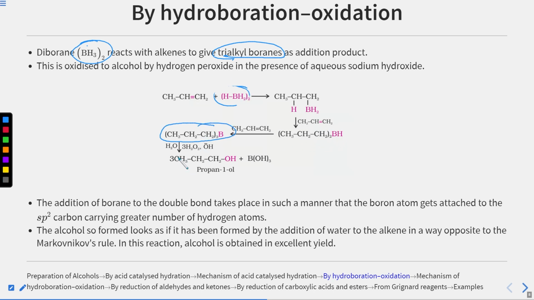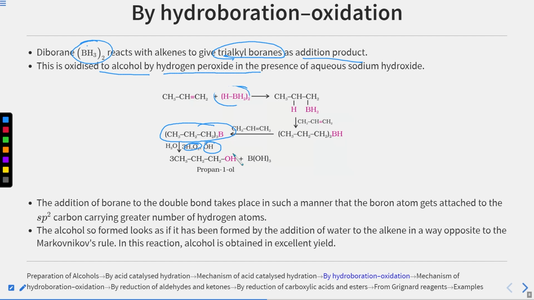Now upon hydrolysis of this, we get our alcohol. That is a different thing, but for now, consider this reaction. We are adding HBH2 to this alkene to get our trialkyl borane, which is the addition product. Now this trialkyl borane is oxidized to alcohol by hydrogen peroxide, H2O2, in the presence of aqueous sodium hydroxide. At first sight, this reaction looks complicated, but when you get used to its mechanism, you will find that it is not that complicated, right?